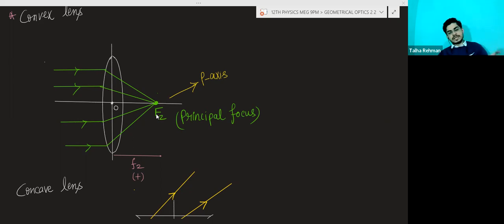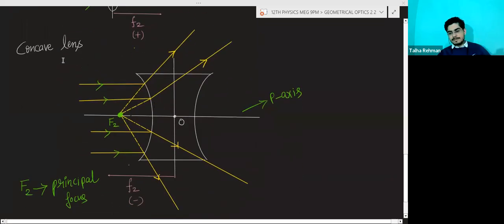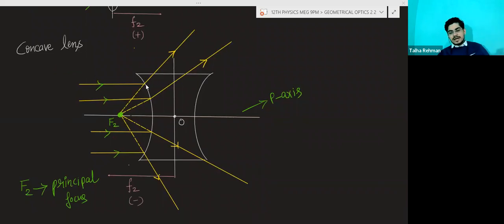Once again, I am repeating. Light rays parallel to the principal axis after refraction from the convex lens meet at a common point on the principal axis known as the principal focus. For the concave lens, the story will be different. Light rays parallel to the principal axis, after refraction from the lens, get diverged, and these diverging rays, when produced backward, meet at a common point on the principal axis known as the principal focus.